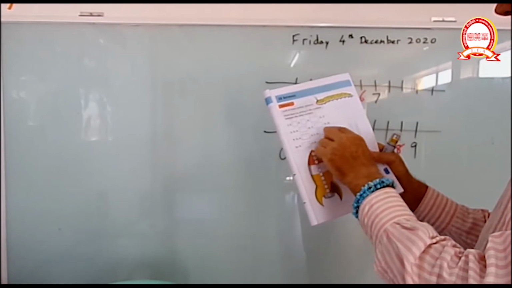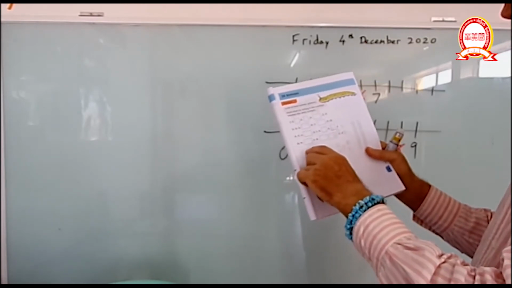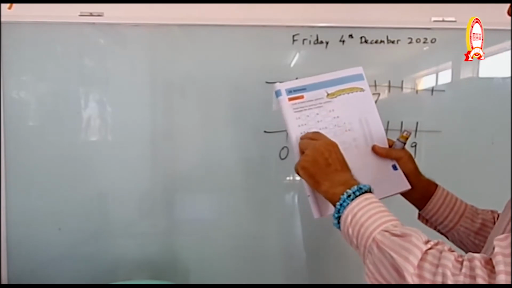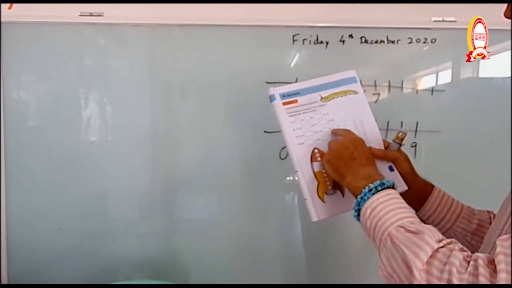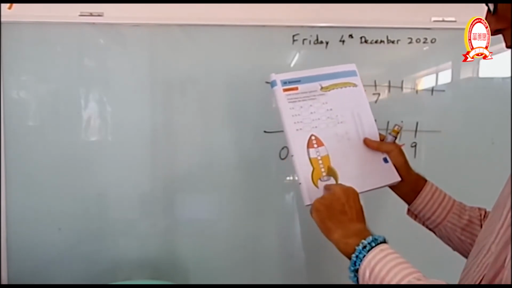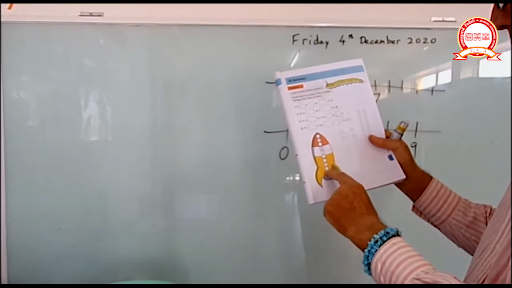Now look at these. Decide what the correct number is that goes in these squares. Okay, when you finish that, go on to this one with a rocket and then fill in the numbers on the rocket.